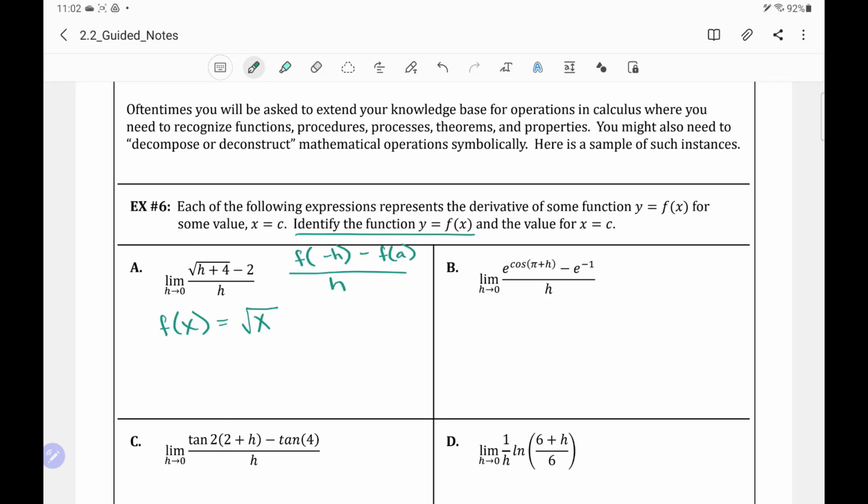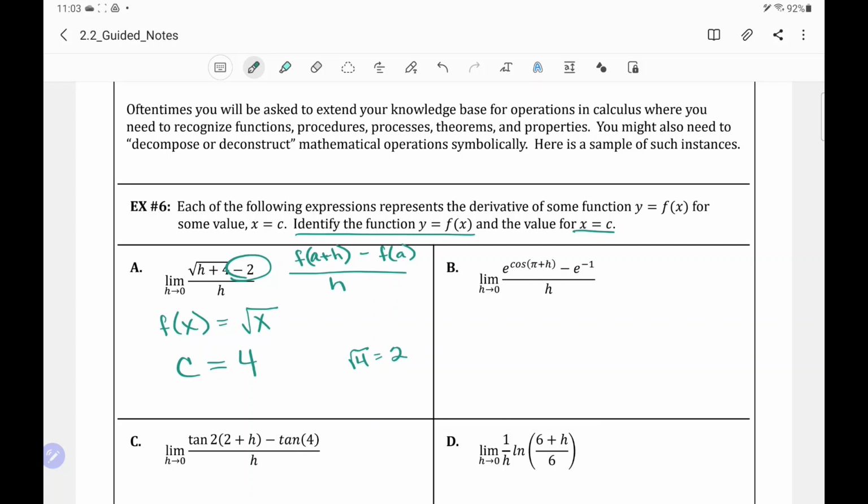Change this x to a plus h. Because now you can see, if my function is square root of x, what would be the square root of 4? 2, and that matches right here. If I'm doing minus f of a, and a was 4, then f of a would equal 2. So this is good to know because it says my x equals c. So what I'm finding out is that c equals 4. How did I know that? Because the square root of 4 equals 2, and that's what's right here in the function.